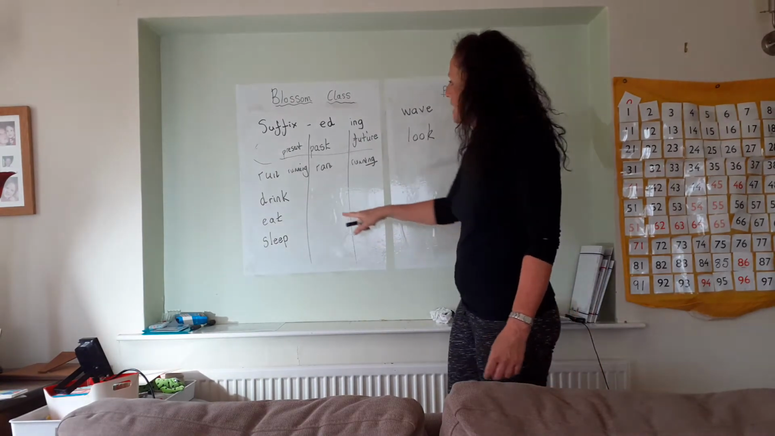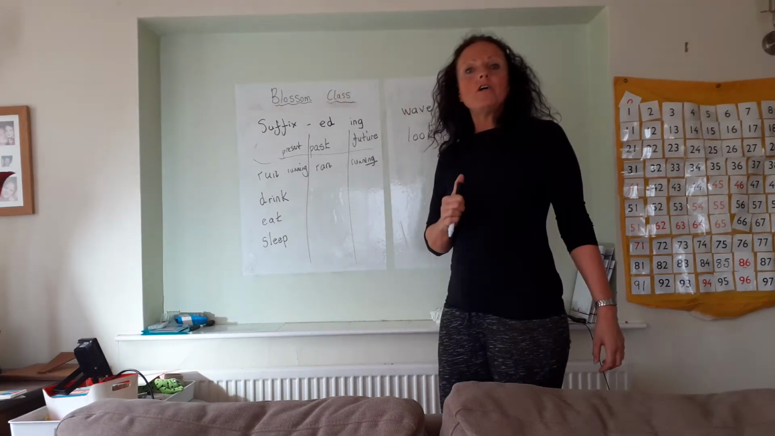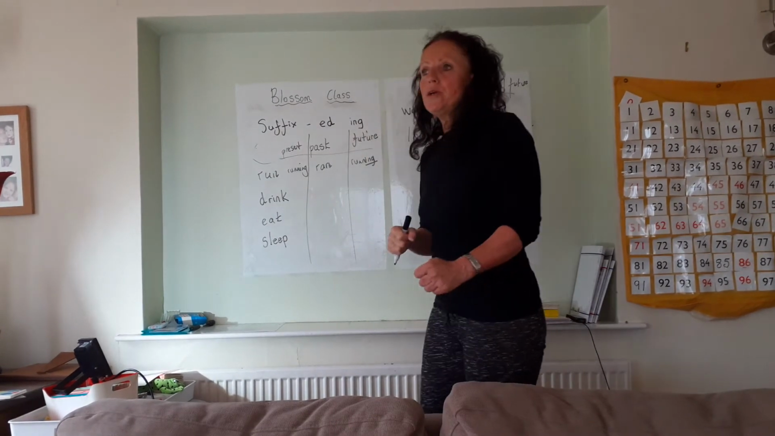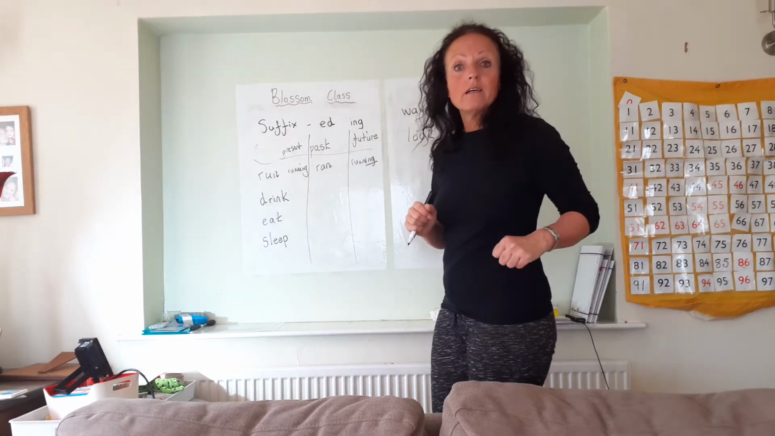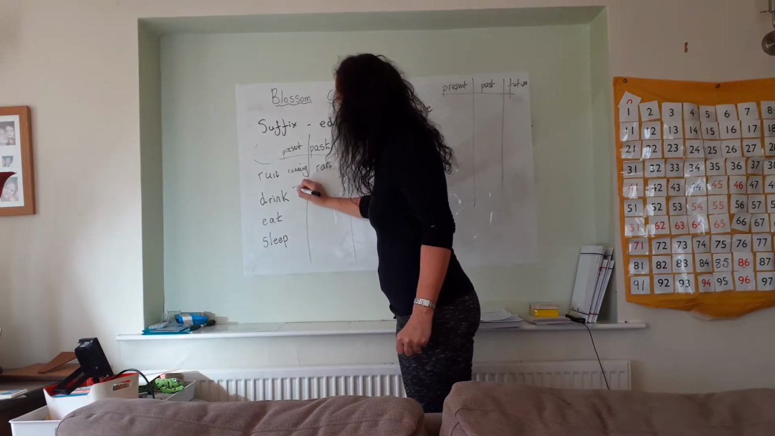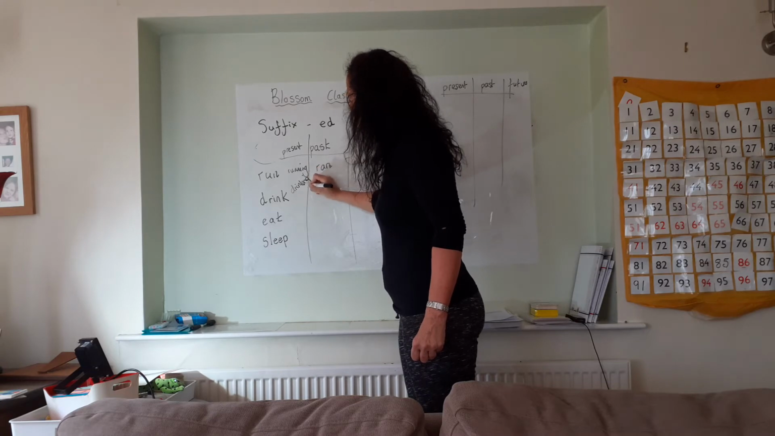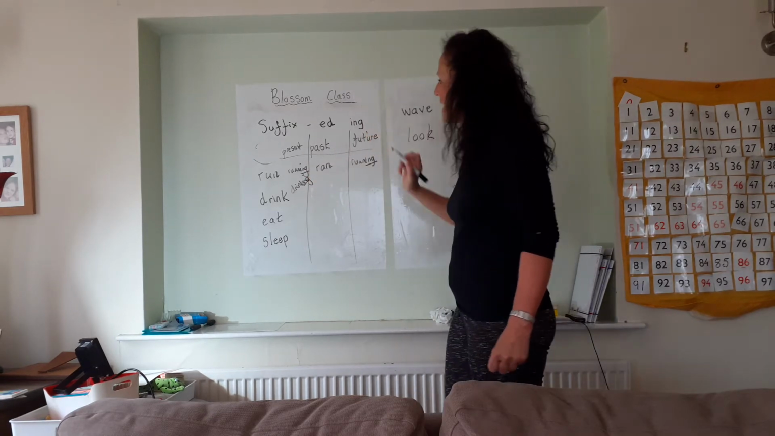Ing at the end. Let's think about this one. The verb, the thing you're going to do is to drink. So at the moment you could say, oh, I'm drinking some juice. So drinking. Can you see we're adding that suffix on the end, the ing.